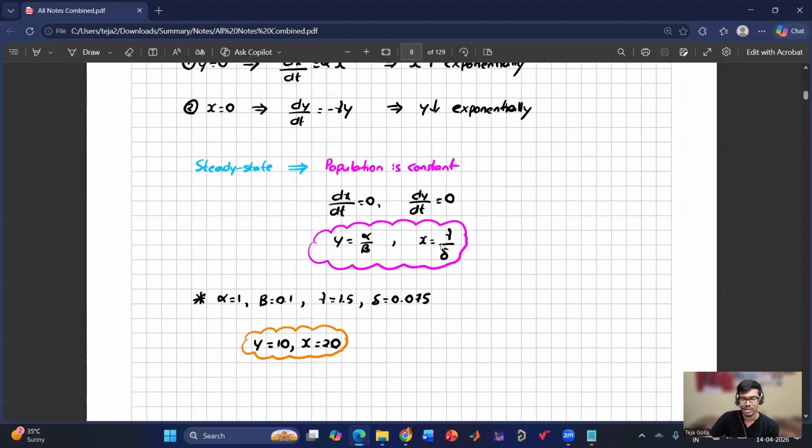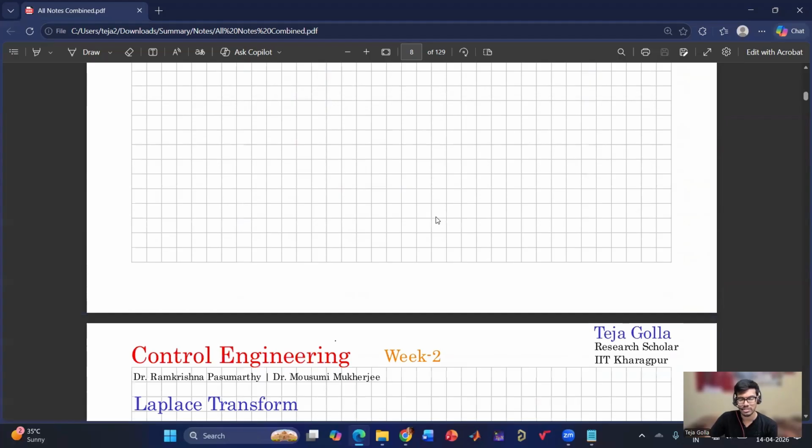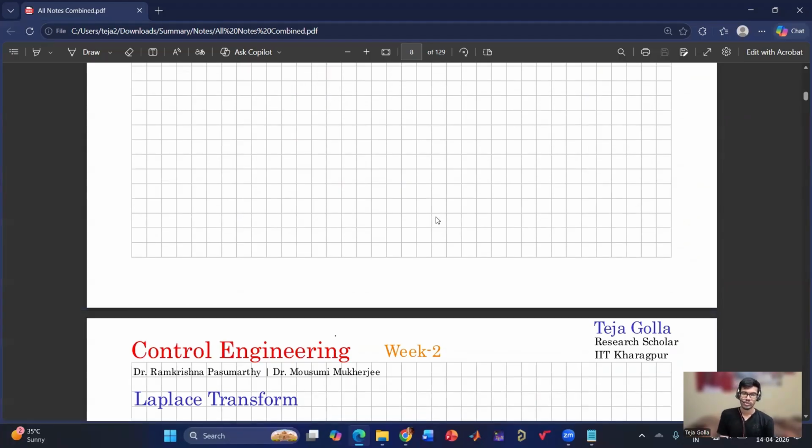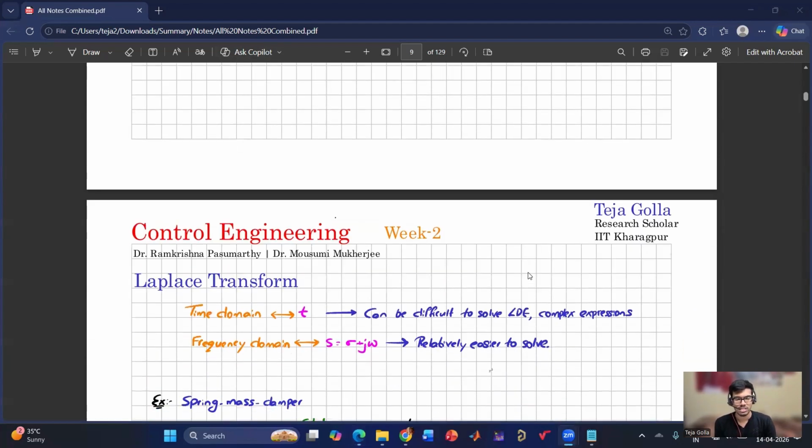So it goes in a circle called limit cycle oscillation, and we have seen this in MATLAB also, which is a very interesting example. So if you have missed this, I would request you to go through the week one lecture and then understand what I'm talking about. So any doubts till week one? No, sir. Okay. So in week two, we have discussed Laplace transform.